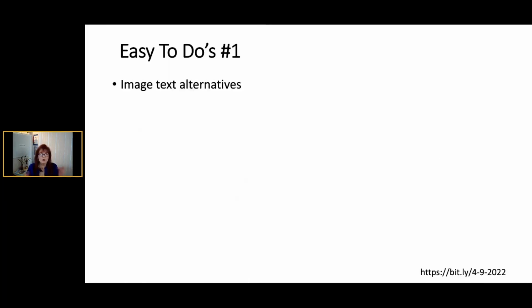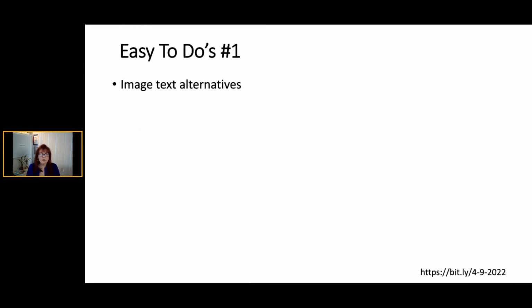The easy to do, your image text alternatives. Vicki touched on that for SEO. So if you have an image, you don't just put image, dog, cat. What you want is a description of that image that actually contributes to the content. And in SEO, as Vicki said, it gives something for Google to look for.